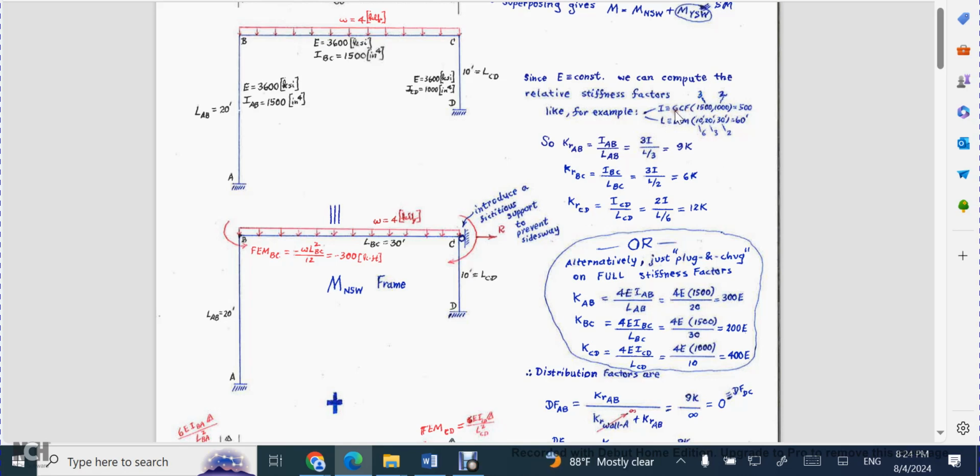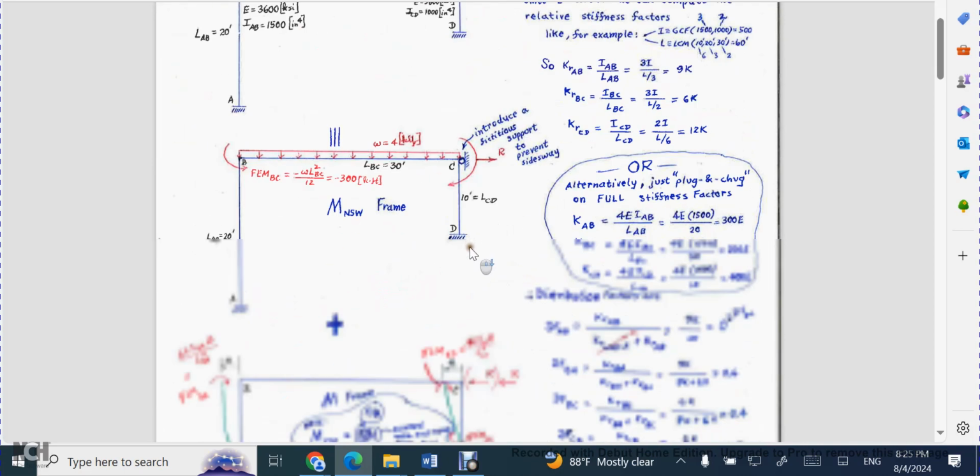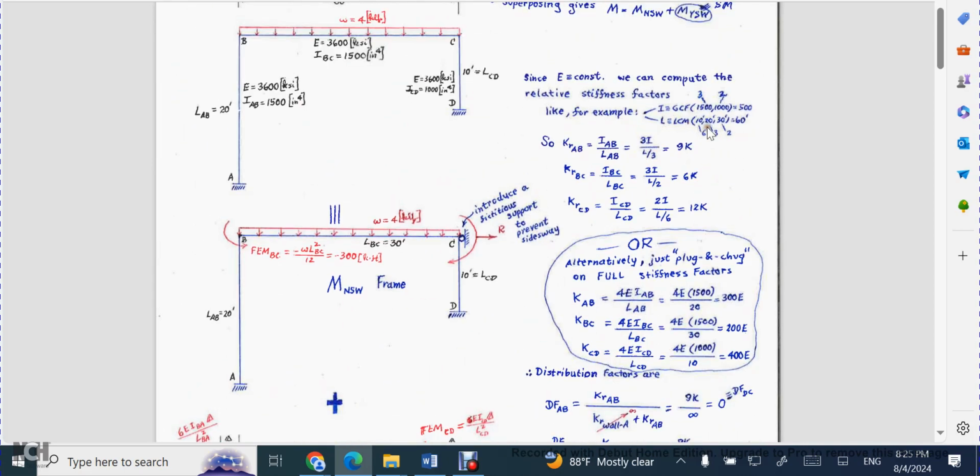For example, I found the greatest common factor of my I, between 1500 and 1000, that's 500. So the factor that would be used is 3, since 3 times 500 gives back the 1500, and for the 1000, 2 times the 500 gives back the 1000. For the lengths, we have 3 lengths, as you can see: 20 for this long column, 30 for this girder, and then 10 feet for the shorter column. If you get the least common multiple of those, it works out to 60. So the factors there are 3, 2, and 6 respectively.